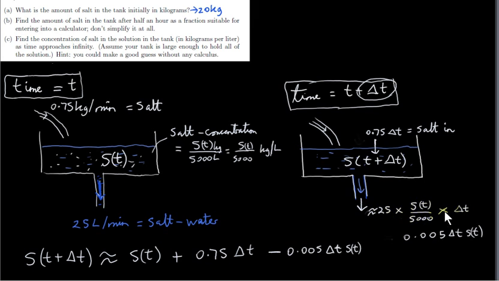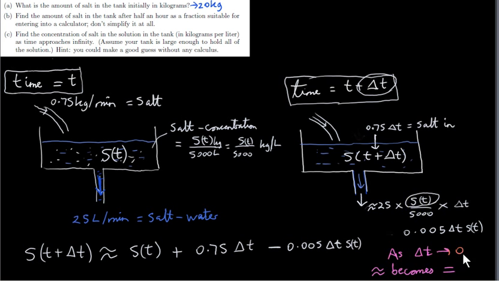It has to be said that this is only an approximation, because S of t does not remain constant during a time interval of delta t minutes. S of t is changing. But as delta t goes to 0, as we make this time very, very small, then the approximation, this wiggly equal sign, becomes exact.